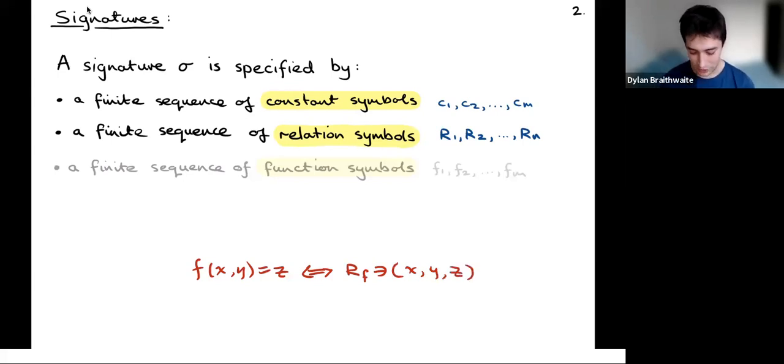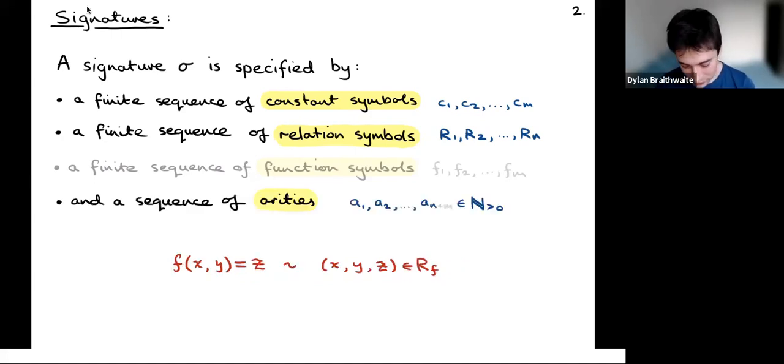And if you want to actually talk about the value, then you can just use a quantifier to bring a variable in scope and do that. So the last thing we need in the signature is the arities, which just say how many inputs the relation or function symbols are taking. In the previous example, we had the less than relation, and that had arity 2. And down here, I've also made up a relation R_F, and in that case, that would have arity 3.